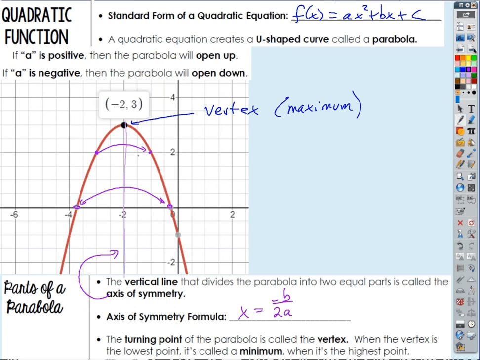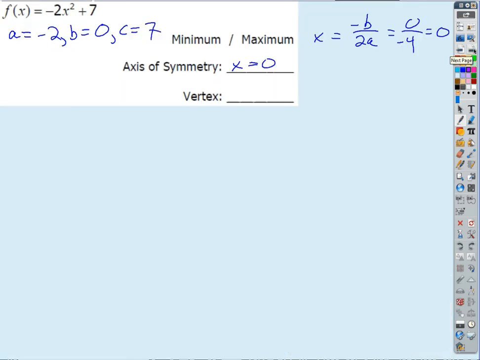So if I wanted to write the vertex as an ordered pair, well, what's the x-coordinate of the vertex going to be? 0, right? The x-coordinate of the vertex is always going to be given by whatever the x value is for the axis of symmetry, right? So in this case, it's going to be 0.